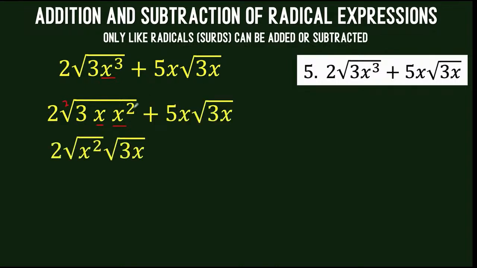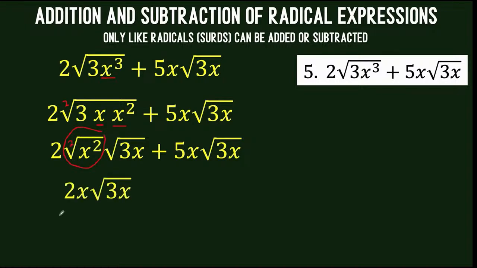Then we can simplify this by applying the product property of radicals. We write them in separate radicals so that this part here is now a perfect nth factor that is just equivalent to x. So we have 2x, copy all the rest. And you have here the square root of 3x and the square root of 3x. So clearly these are like radicals.